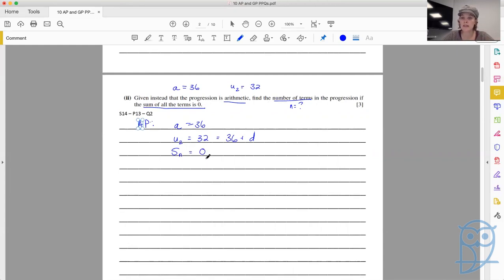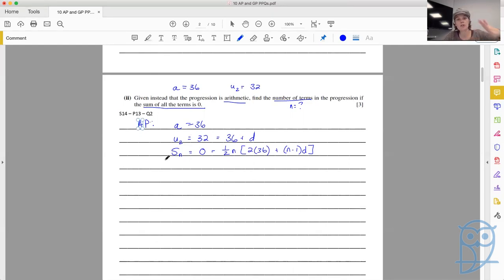Okay, but then it's that expansion again. We don't leave it at Sn. Sn is 1/2 n times 2a plus n minus 1 times d. And now we see, aha, well, we can solve this for n or d, but we can already use this first equation here to get d. We can plug it in, we can solve for n.